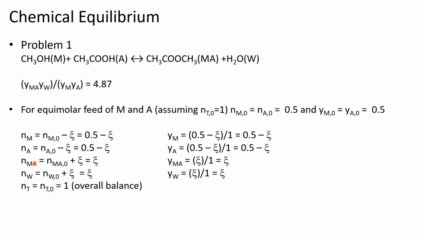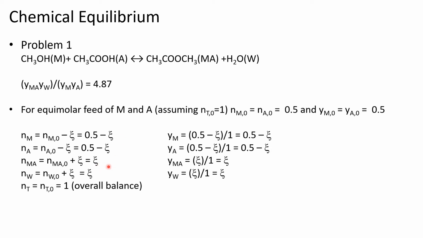There are no moles of methyl acetate in the feed. This N sub Ma0 is 0. Likewise, there's no water in the feed. This N sub W0 is 0. So these expressions for the number of moles that exit reduce to, for methanol, 1/2 minus xi. We have the same relationship for acetic acid. And the number of moles of methyl acetate and the number of moles of water that are produced are both equal to xi. They're equal.